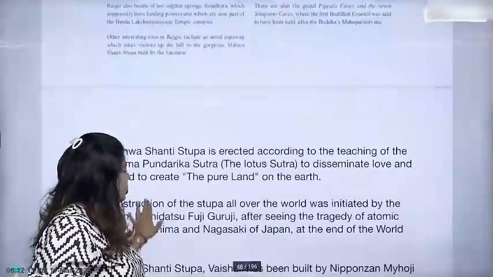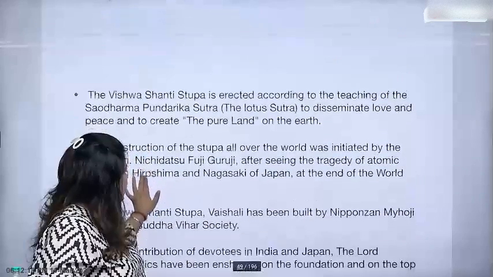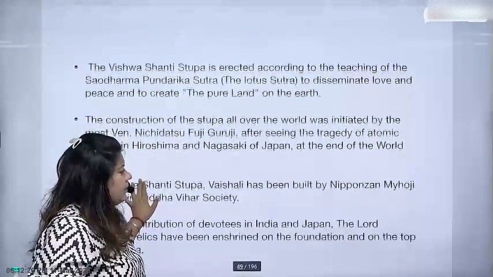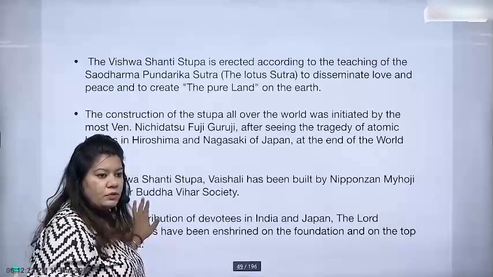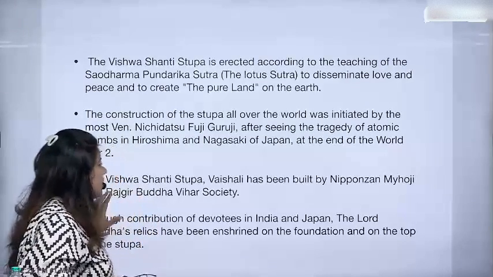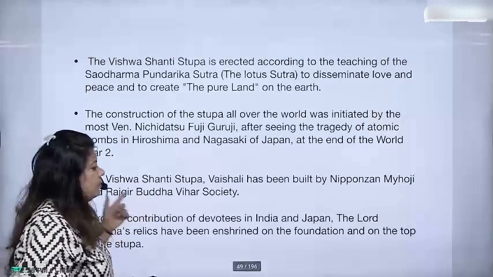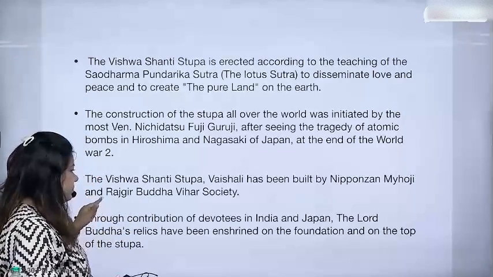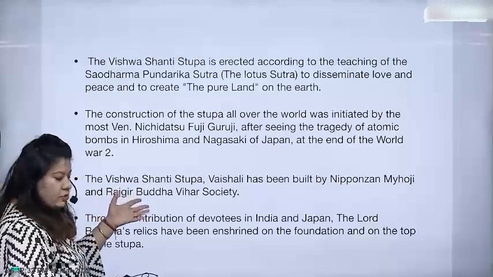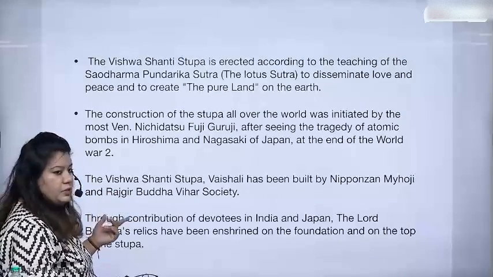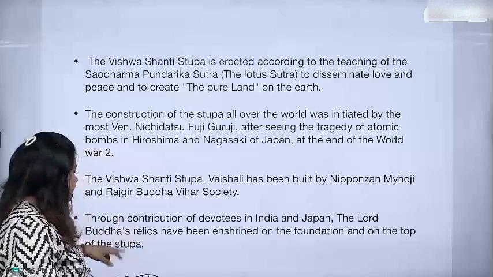As I told you, the Vishwa Shanti Stupa was constructed to commemorate world peace after the World War II Nagasaki and Hiroshima attacks, right? And it was built by Nipponzan Myohoji and some private society. That's why the name is written in Japanese. Okay.